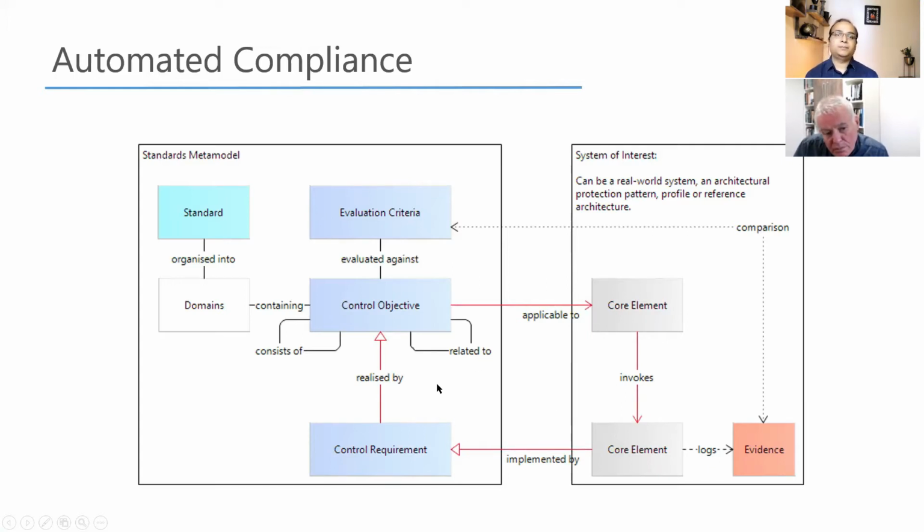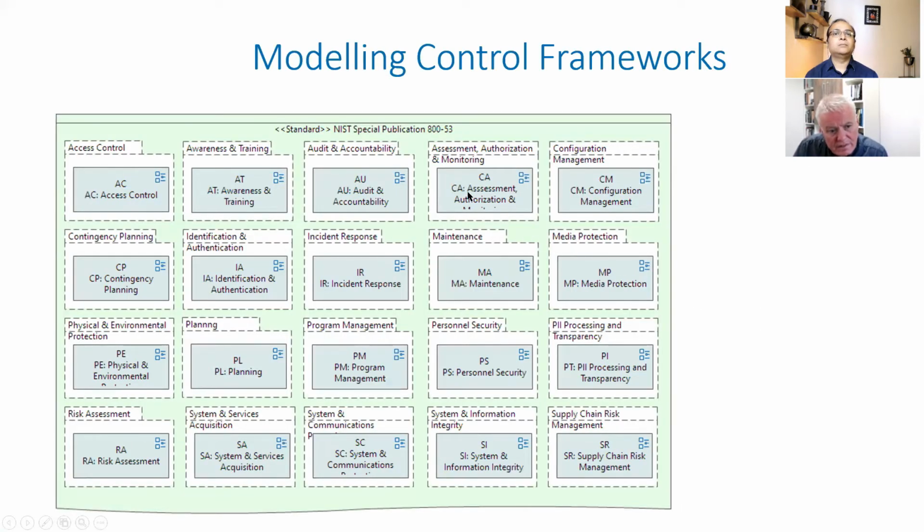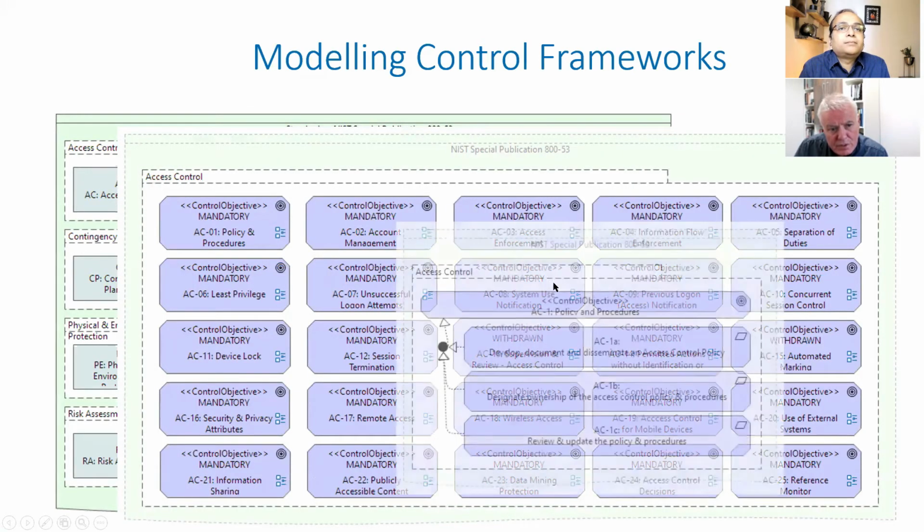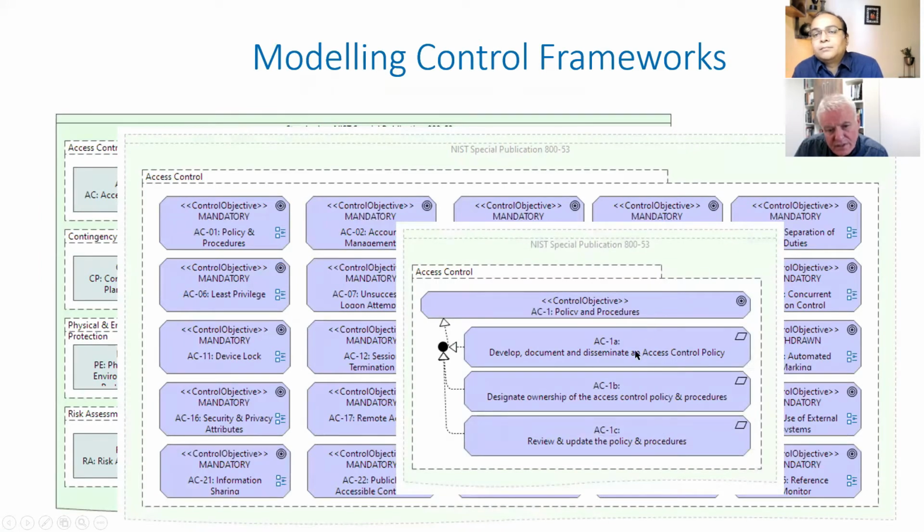So basically what we need to do now is not just model our target system, we need to model our control frameworks. And again, through this security overlay that we've been developing, this is how a control framework looks in ArchiMate. You might recognize this one, it's the NIST 853. It's made up of what, 20 domains? We can go into a domain and see what the control objectives are. We can pick any particular control objective, and we can see the objective and the underlying requirements that, ANDed together, will realize that control objective.